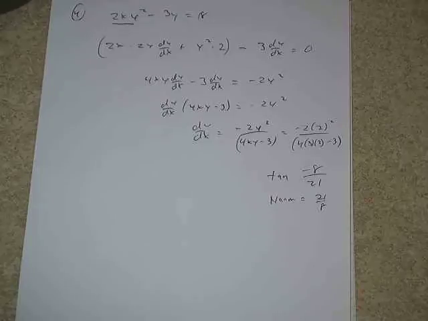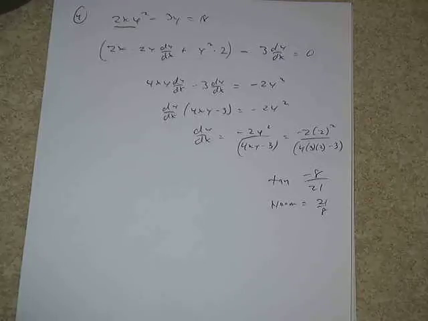So this would be the tangent. Normal would be the opposite reciprocal, because those two lines are always perpendicular to each other. Therefore, choice A.